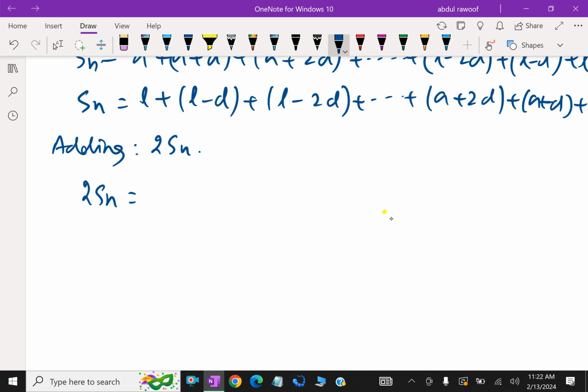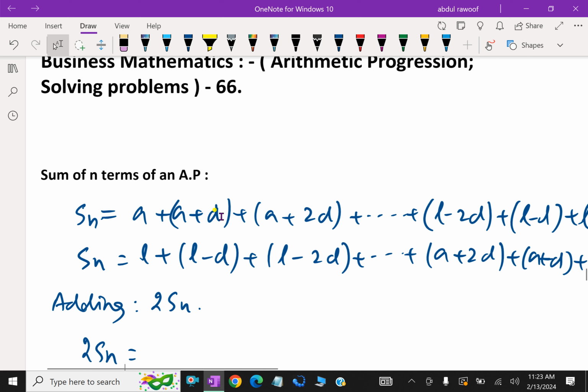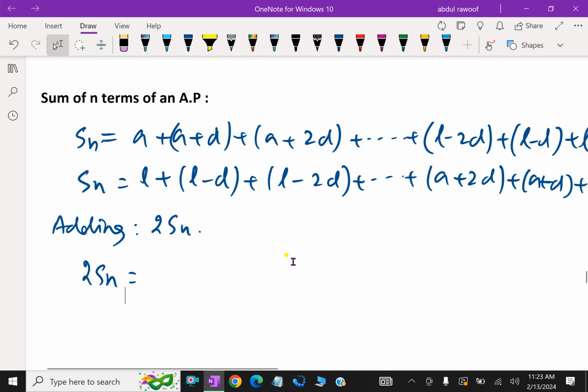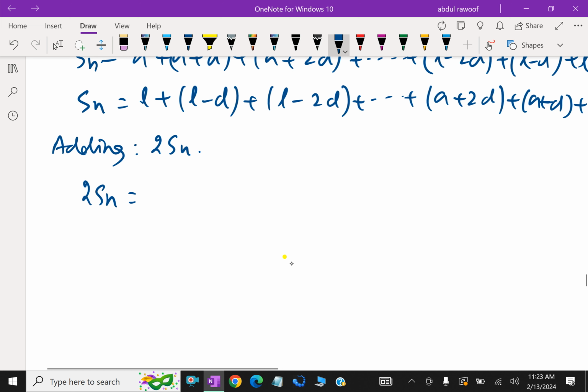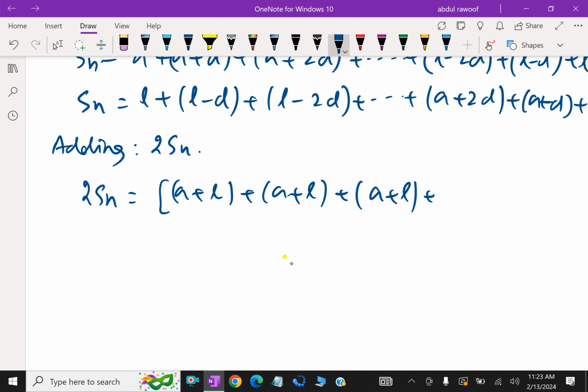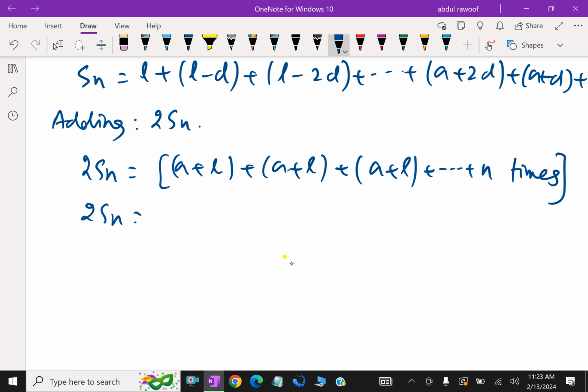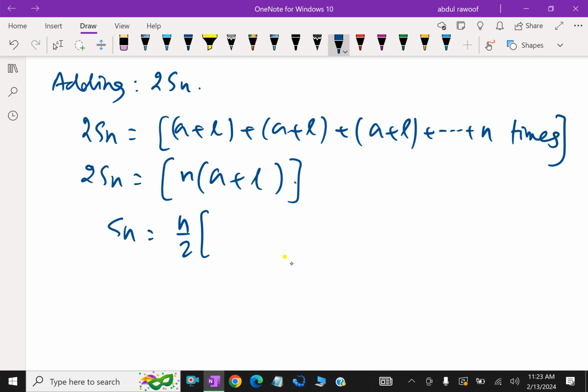Therefore 2Sn equals, looking at this vertical adding, a plus l, here d cancels, a plus l, here 2d cancels, a plus l, which gives a plus l everywhere. So n times a plus l. Therefore 2Sn equals n times a plus l. Therefore Sn equals n by 2 times a plus l, which means the sum of AP terms is n by 2 times the first term plus the last term.